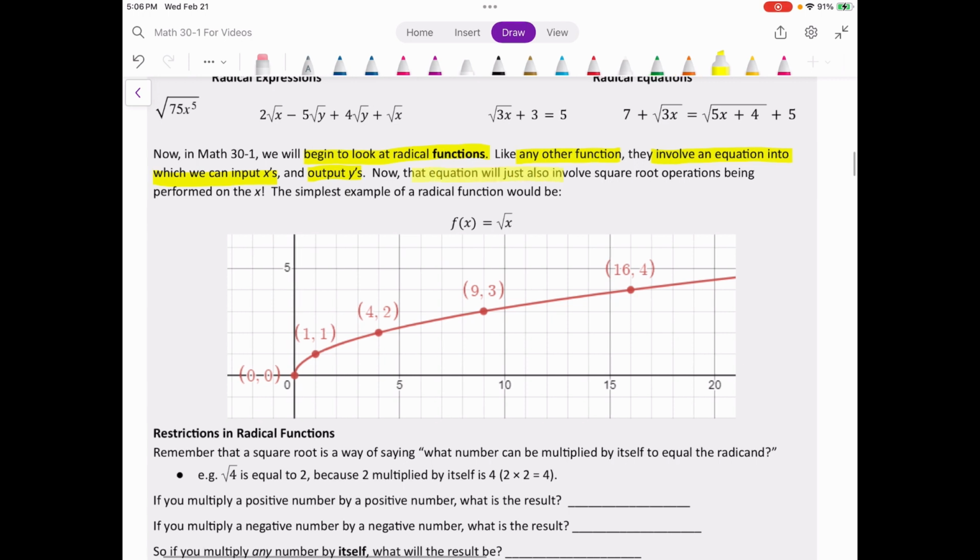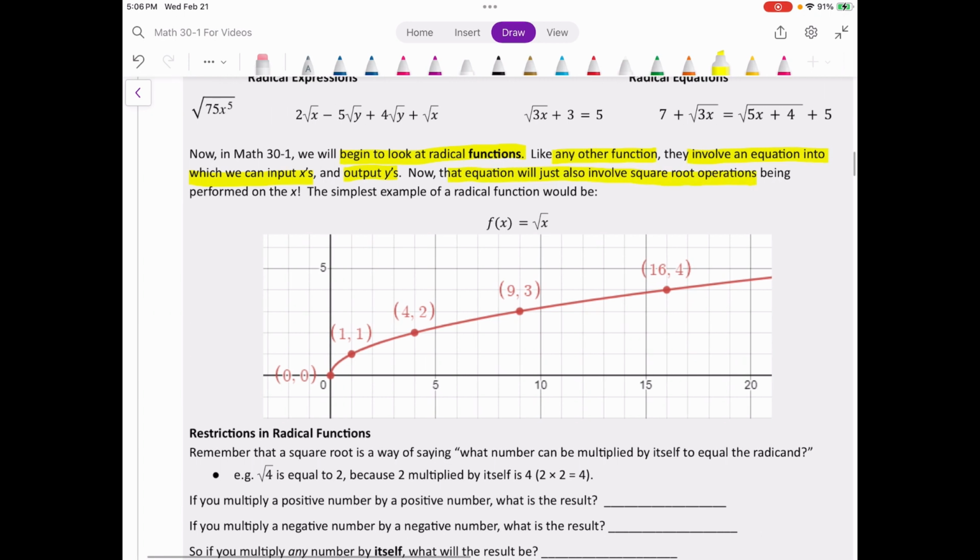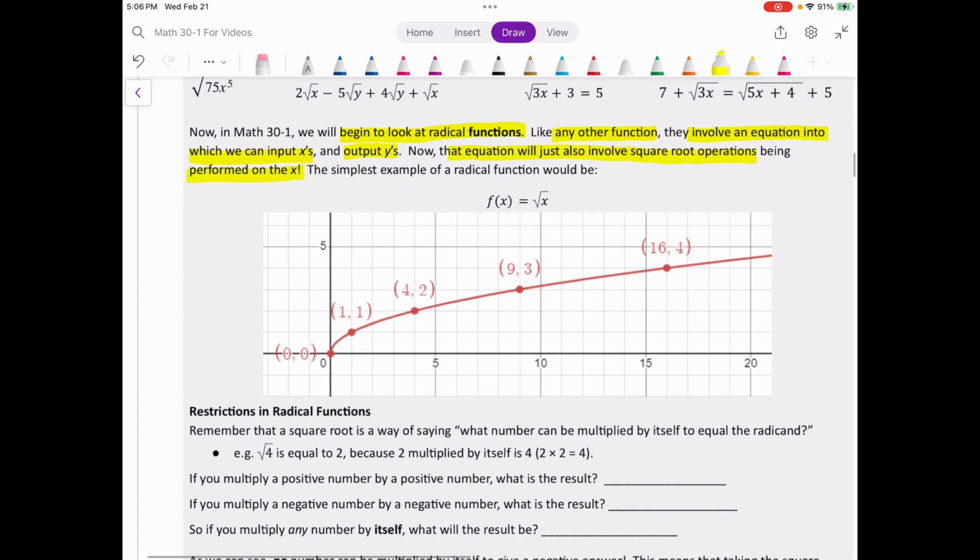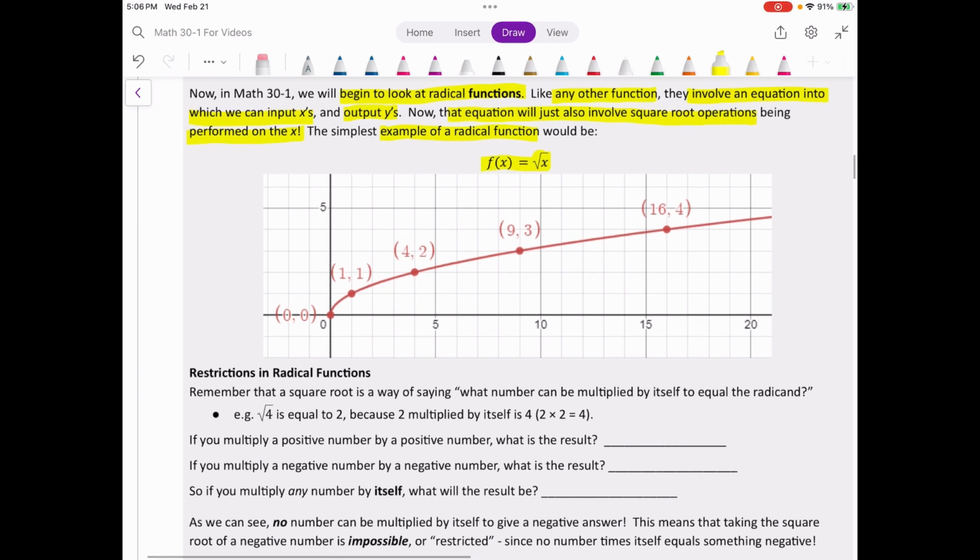So that equation just also involves square root operations being performed on the x. So the simplest, most basic example of a radical function would just be y equals the square root of x, or f of x is the square root of x. But you can see this works like any other function. We're going to input x's. This function is going to take the square root of them, and the result is our output y, right? So here is the graph of y equals the square root of x.